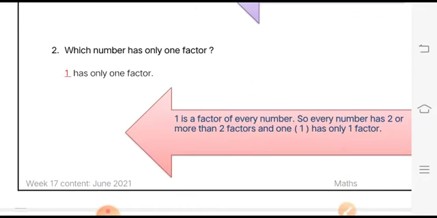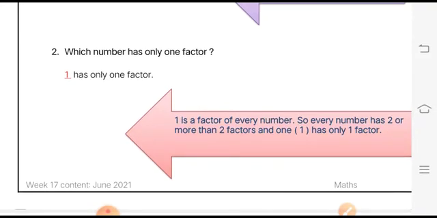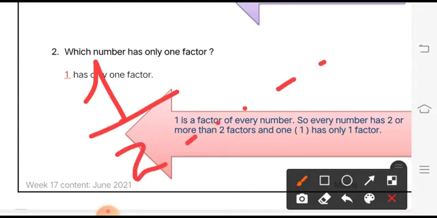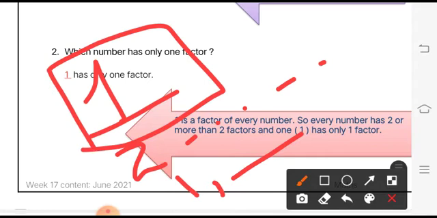Next is: which number has only one factor? There is only one such number which has only one factor, that is 1. Apart from 1, that is from 2 onwards, all the numbers have at least two factors, 1 and the number itself. But 1 is the only unique number which has only one factor, that is 1 itself. 1 does not exist in the table of any other number.